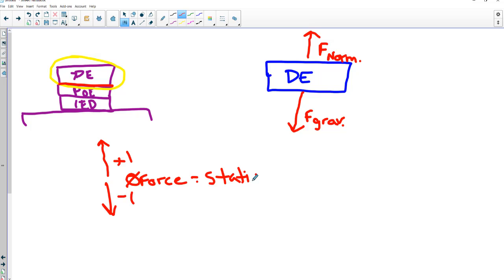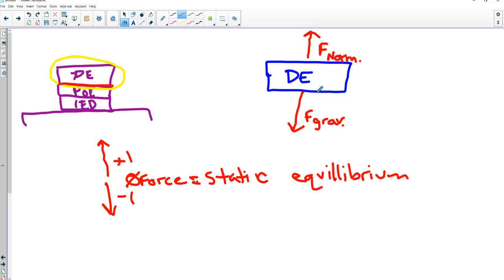So zero net force means it's in static equilibrium. It's not moving. Okay? It's balanced. Zero net force equals static equilibrium. So this would be the free body diagram of the top book.